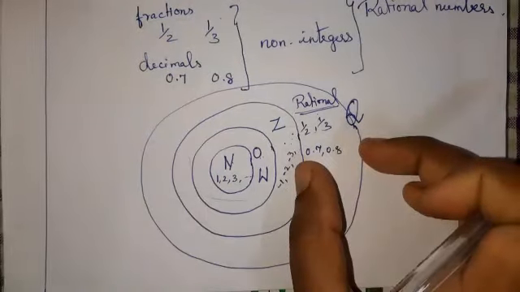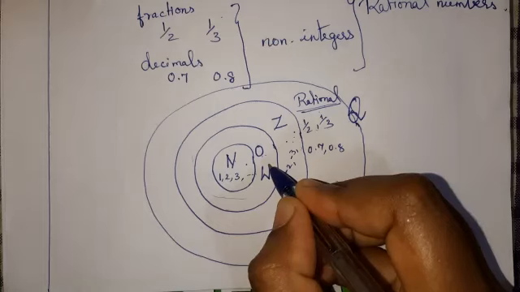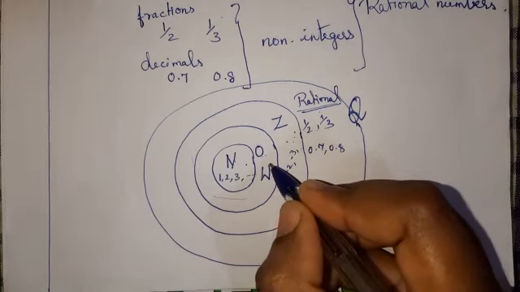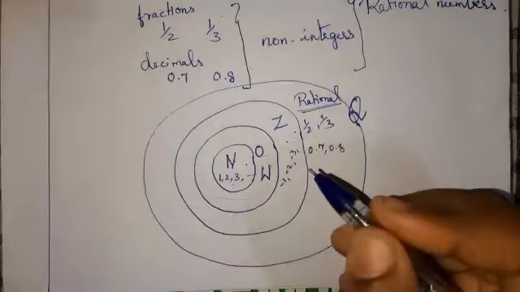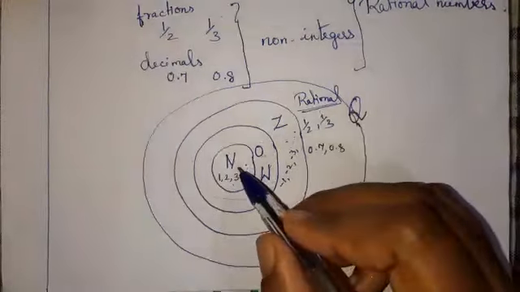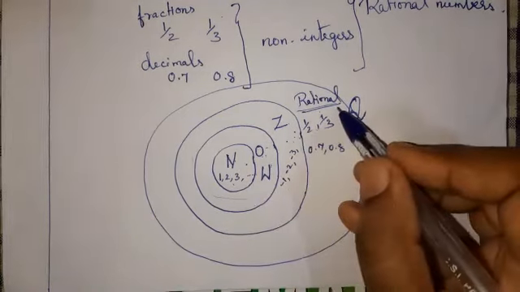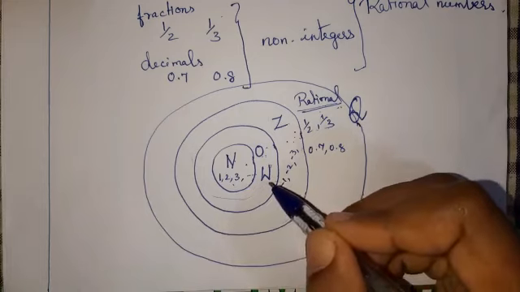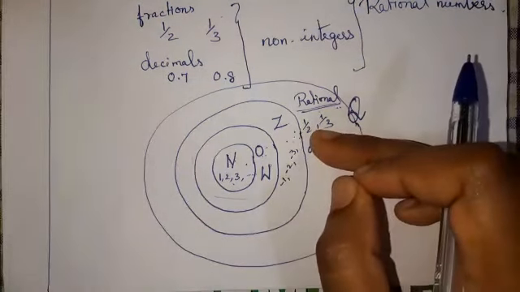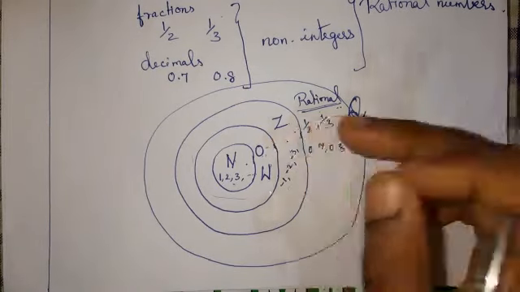One more thing, all natural numbers are whole numbers. But all whole numbers are not natural numbers, because here is one more number, that is 0. All whole numbers are integers, but all integers are not whole numbers. All integers are rational numbers, but all rational numbers are not integers. For example, 1 by 2 is a rational number but not an integer.